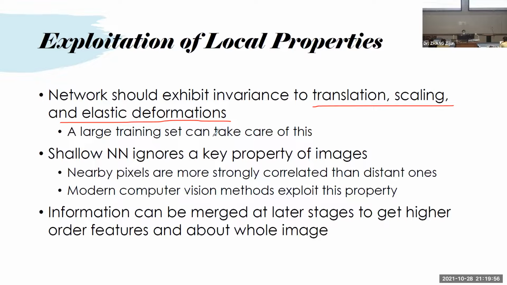The shallow neural network ignores a key property of images: nearby pixels are more strongly correlated than distant ones. And modern computer vision methods exploit this property. Information can be merged at a later stage to get higher order features about the whole image. The higher order features mean a more abstract, more informative summary of those individual pixels at the beginning.